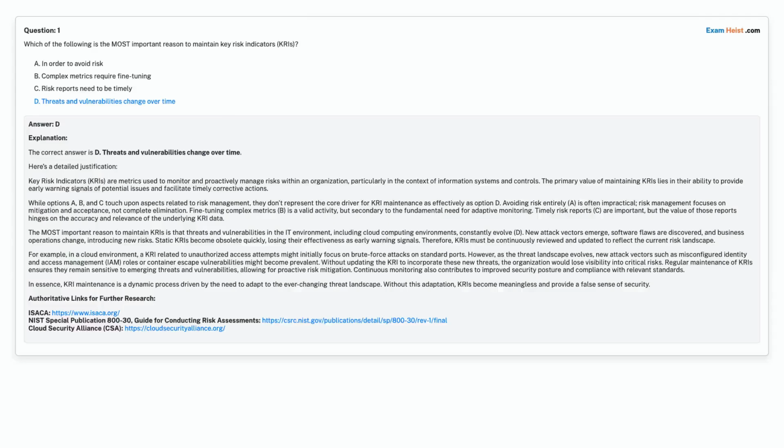Correct answer is Option D. Threats and vulnerabilities change over time.